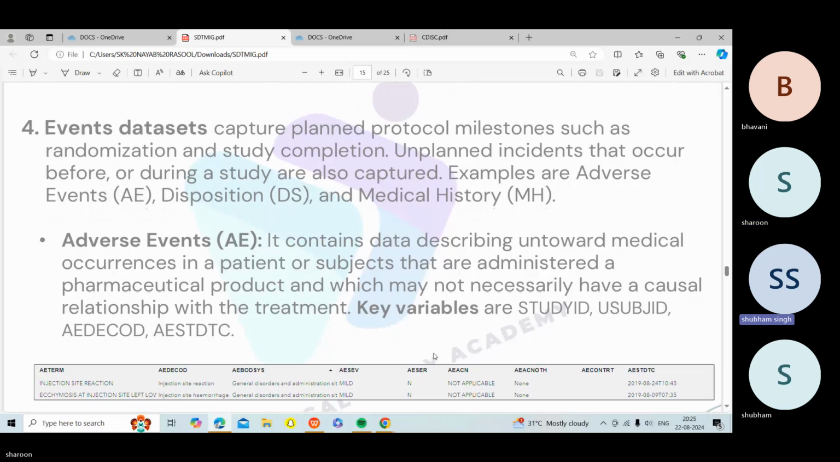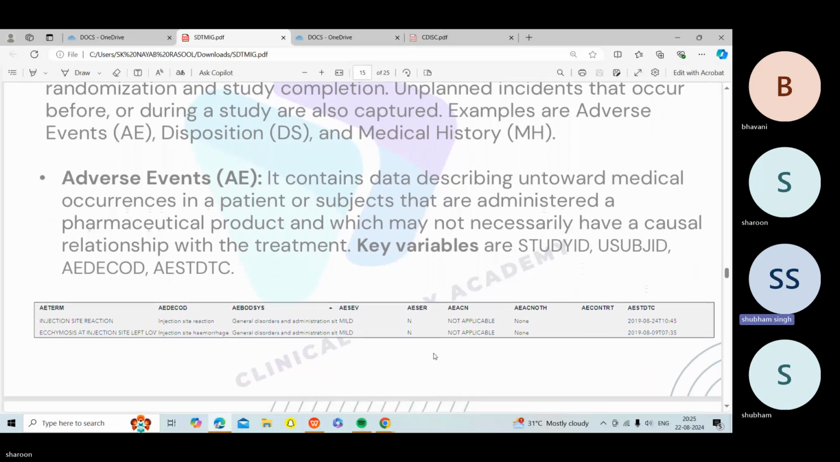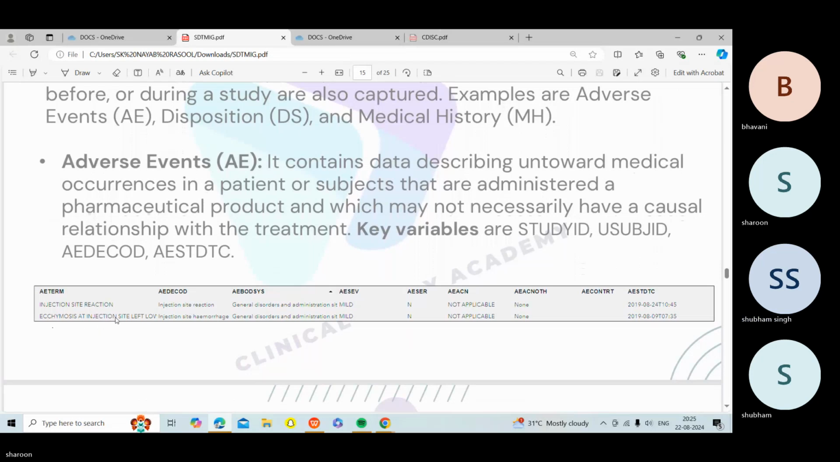So you can see the first variable, AE term. Can everyone see the first variable, AE term? So here, what is the term? What's the reason for the adverse event? The first one: injection site reaction. And what was the event? AE BODSYS, read in that variable. Third variable: general disorders and administration site. Mild. Yeah. So due to injection reaction, something happened to the patient. That term is mentioned over here.